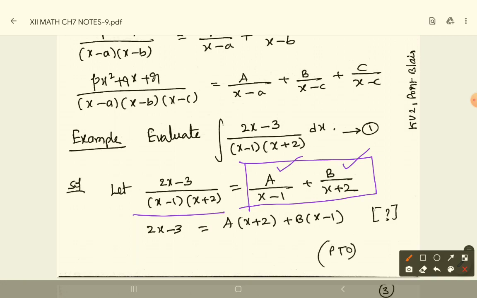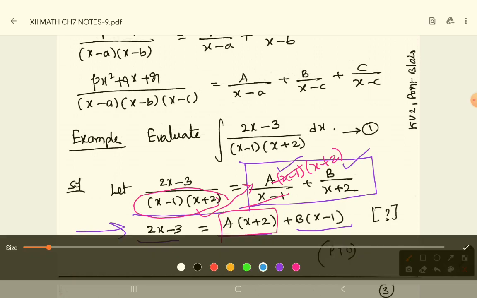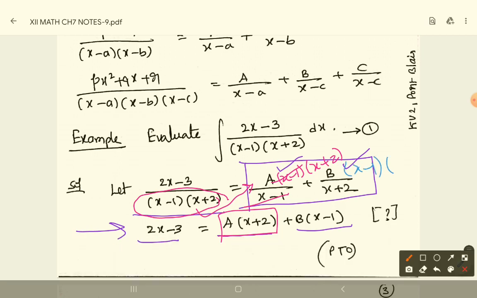So now I get the second step: 2x minus 3 is equal to a into x plus 2 plus b into x minus 1. How did we get this one? Listen very carefully. I got this by taking the denominator to the other side and multiplying. For example, if I multiply by x minus 1 into x plus 2, x minus 1 gets cancelled, and a into x plus 2 remains. In the same way, for the other term, x plus 2 gets cancelled, and b into x minus 1 will come. That kind of simplification will be done everywhere in this partial fractions concept.